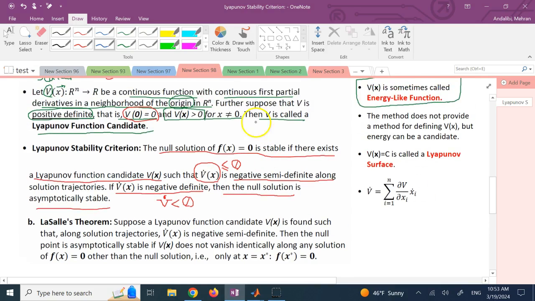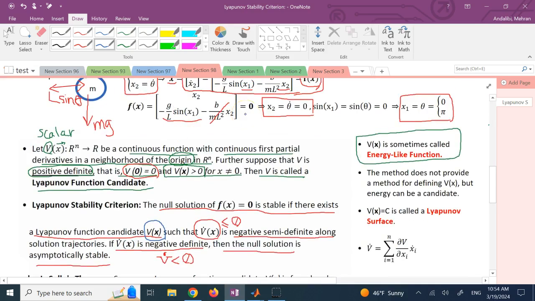One, although this method tells you under what condition your system is stable or asymptotically stable, it does not give you a way to find this V function. Finding this V is not always a simple job, a piece of cake. Most of the time it is, but not always if the equations of motion of the system are complicated. So this method does not give you any way to find V of x, but most of the time the energy of the system, the mechanical energy of the system, can be a good candidate, a good choice.